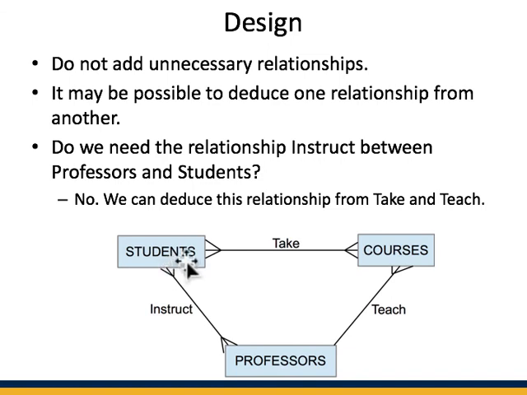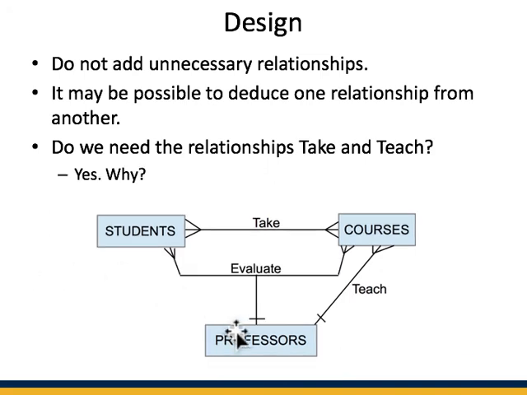So student X takes databases taught by Professor Smith. Do we need to say that student X is taught by Professor Smith, or instructed by? No, this relationship is redundant. It's not needed because you can extract that information this way, through take and teach.